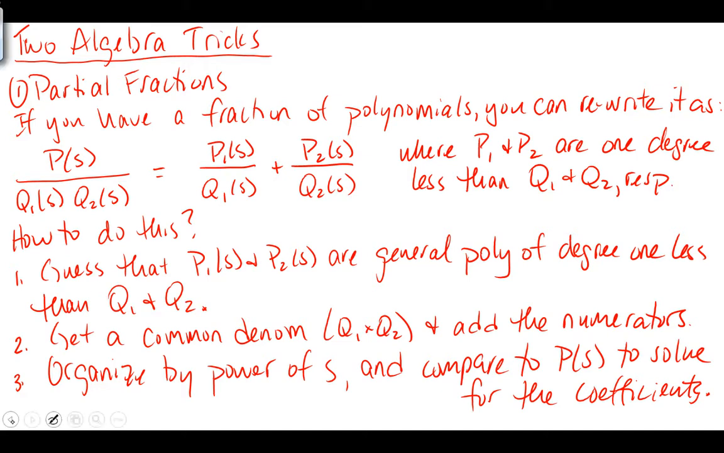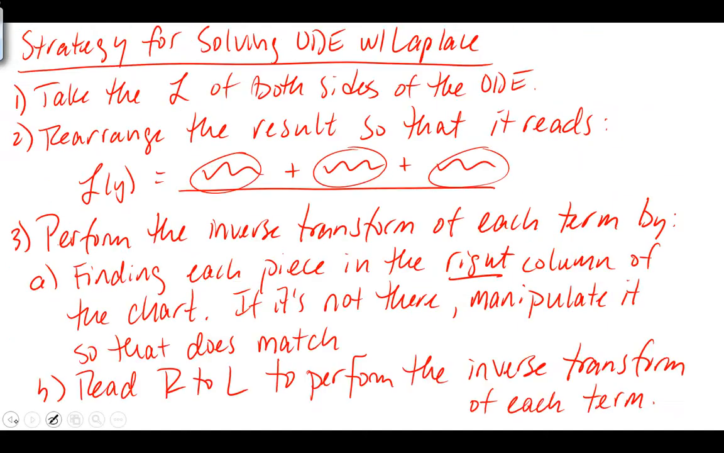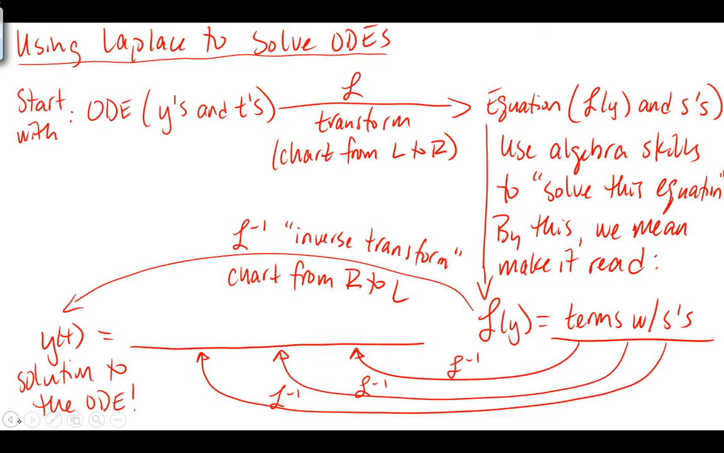So in our strategy, this is easy, step one. Step two is pretty easy, just rearranging some stuff to make it read Laplace of y equals. It's step three that's the hard part, this last step where I say, now let me take each of these terms and do the inverse transform, which means I'm going to try to read the chart from right to left instead of left to right. And of course, mostly the reason why it's hard is because in our chart there aren't that many options.